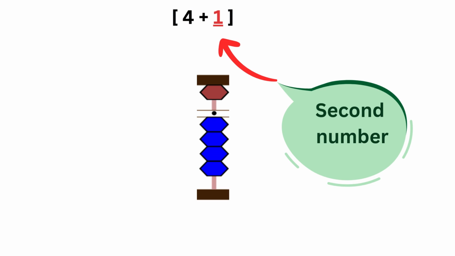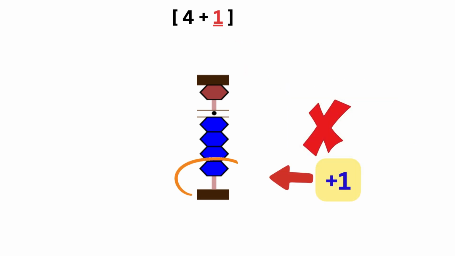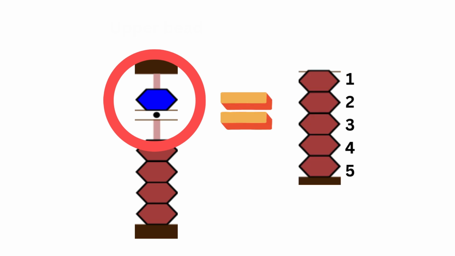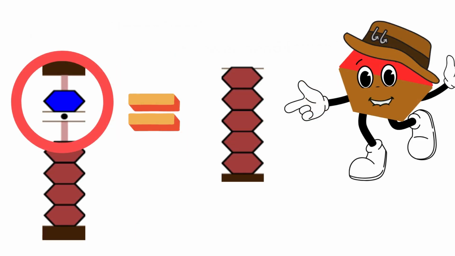Next, look at the second number, which is 1. It's also a single-digit number, but there are no more lower beads available in the ones column. We can use the upper bead 5 to solve this. The upper bead has a value of 5, which means one upper bead equals 5 lower beads. So, we can use the upper bead when we run out of lower beads.